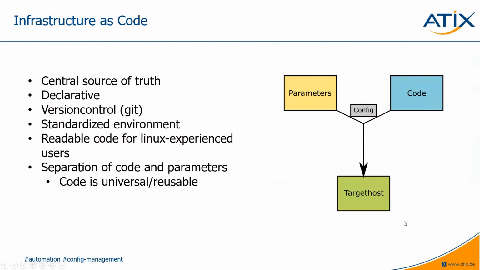So infrastructure as code means I have one central source of truth. This is usually some kind of version control, which is usually Git. And in this case, I want to have a declarative solution. So as I said before, I want to describe the state I want to have my servers or my machines in. I want to describe how it should look like in the end. And then there should be some code which magically takes care of everything.